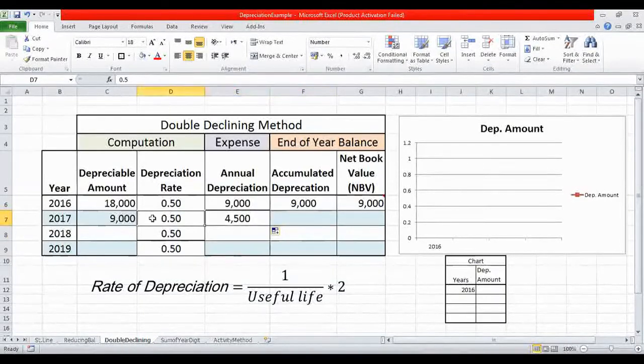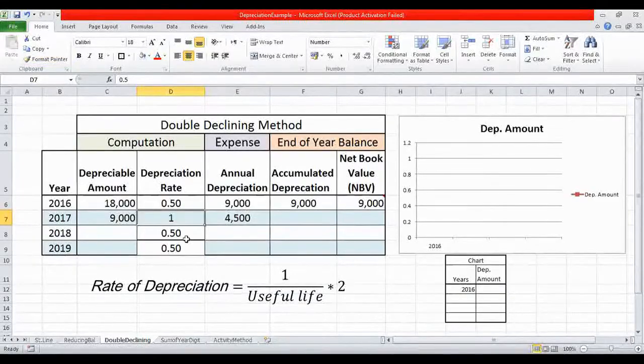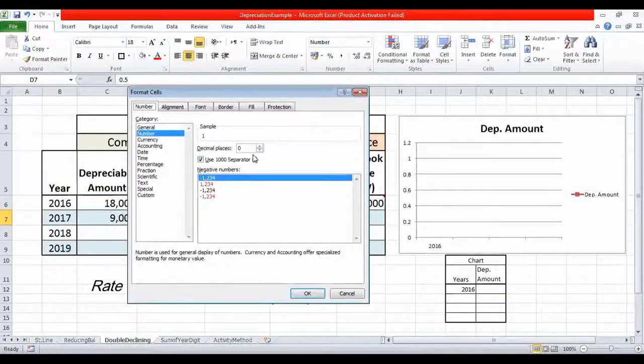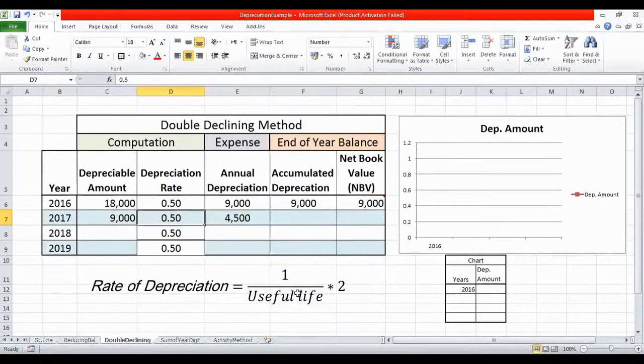Let me change the format a little bit. So let's try to, yes, please. Yes.